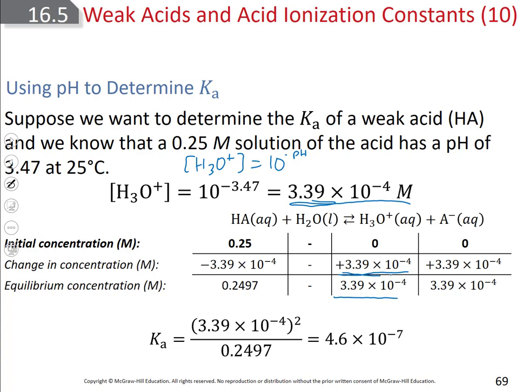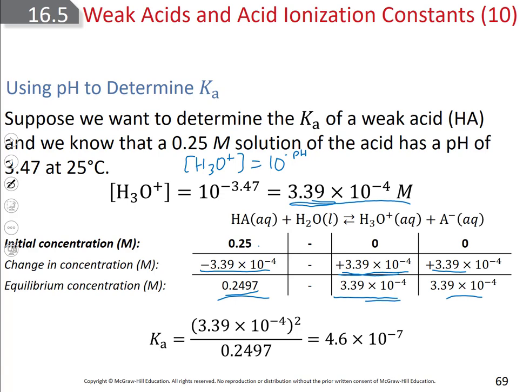If this is plus X and plus X, this must be minus X. We have our starting concentration of our weak acid was 0.25 molar, minus what we found X to be gives us our final concentration of the acid, or our concentration at equilibrium. At this point in time, it's going back to chapter 15 questions. Given these concentrations at equilibrium, what is your equilibrium constant?